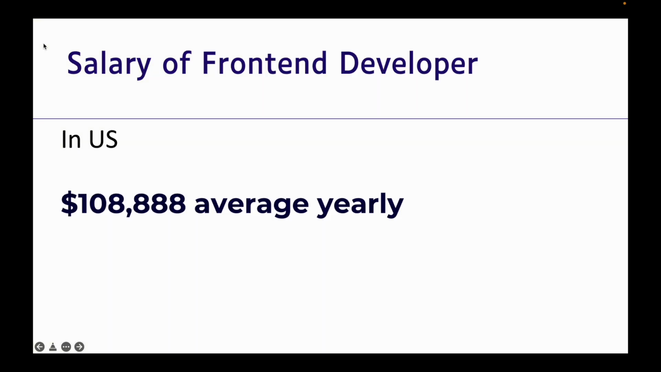And here you can see the salary of a front-end developer in the US is $108,888 average yearly. So this is the salary of a front-end developer. I didn't say that it's for a beginner or for experienced developers. It shows everything. It's just the average.